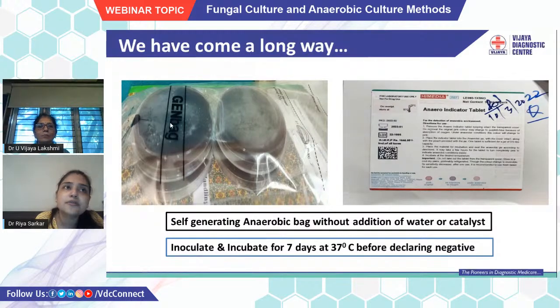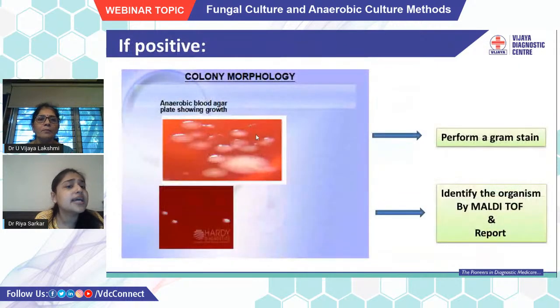Every day we check the agar plates for any growth. If after 7 days there is no growth, we declare the report as negative. But if we get any kind of growth on the blood agar, we directly perform a Gram stain, identify the organism by MALDI-TOF and report the organism.